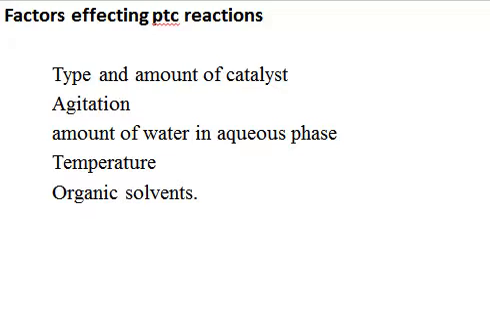So these are the basic factors that affect the rate of phase transfer catalyst conditions. So the type of the catalyst, amount of the catalyst, then we have agitation, then amount of solvent, amount of water, then we have temperature, and the organic solvent. The most important thing is the organic solvent, that the organic solvent should be such that it does not solvate your anion.